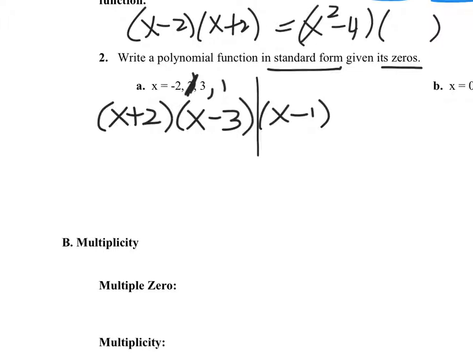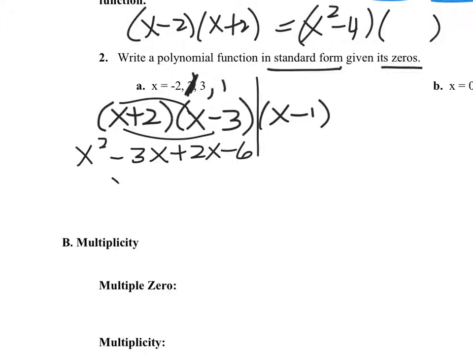Okay, so here we go. How do you make this into standard form? Right now, this is in factored form. I need to get this in standard form by FOILing the first 2. So let's FOIL. You ready? X times x is x squared minus 3x plus 2x minus 6. Okay, I just took the first 2 and now simplify that, and you get x squared minus x minus 6.